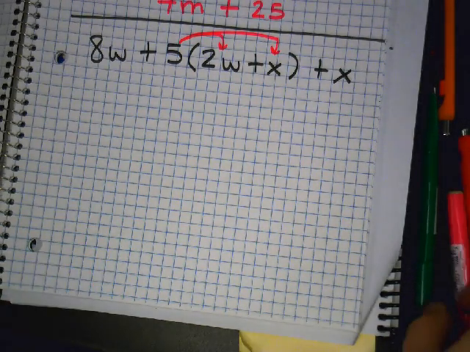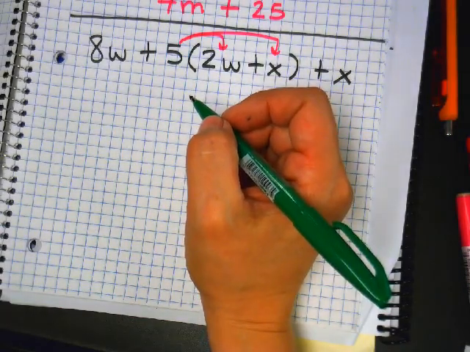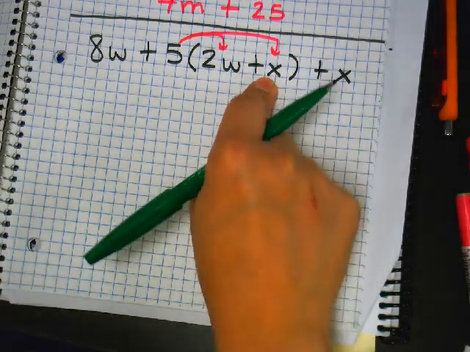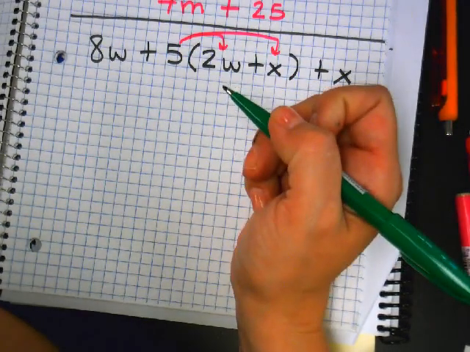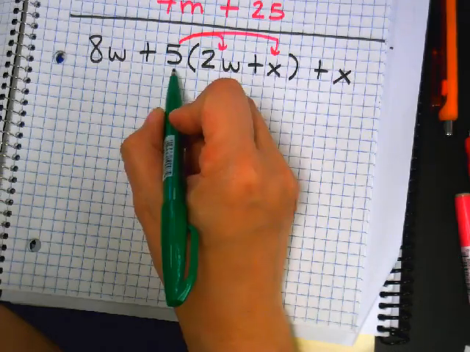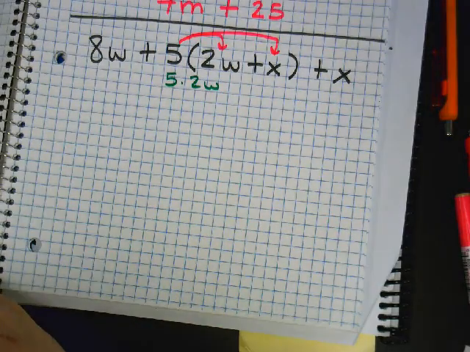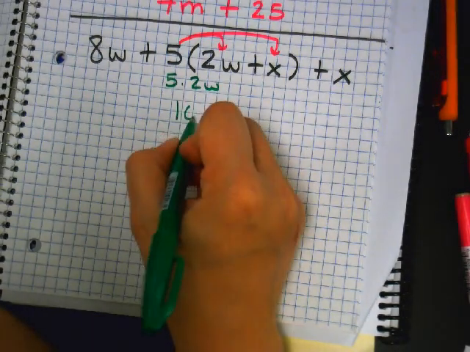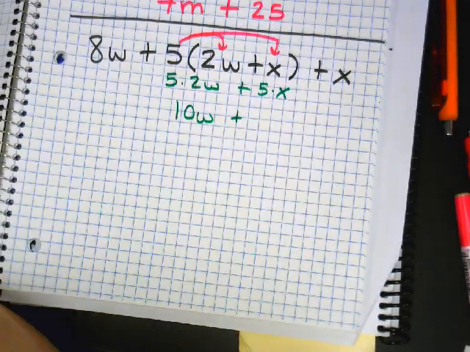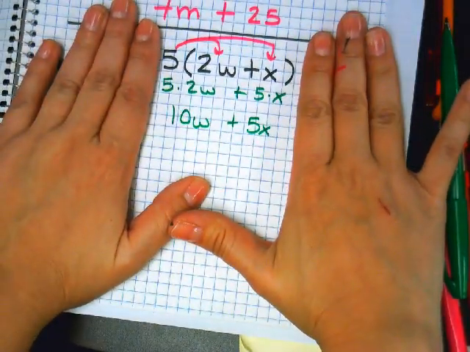So 5 times x would be 5x, because there's a 1 there, so what's 5 times 1? 5. I think I have the final answer. What'd you get? 18w plus 6x. All right, so here we get 5 times 2w. What's 5 times 2w? 10w. Nice. Plus 5 times x. What's that? 5x. Good. So that's just the distributive property. That's what we did yesterday.